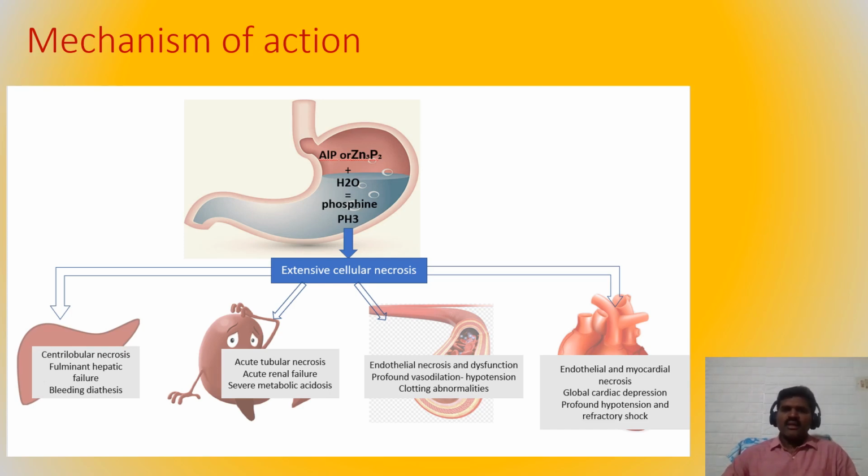In the endothelium of the arteries and the veins, there is necrosis and there is dysfunction, which leads to profound vasodilatation, hypotension, and clotting abnormalities. Finally, it ends up with disseminated intravascular coagulation. And then in the heart, it leads to endothelial and myocardial necrosis. There is global cardiac depression, and profound hypotension, and the patient goes into refractory shock.